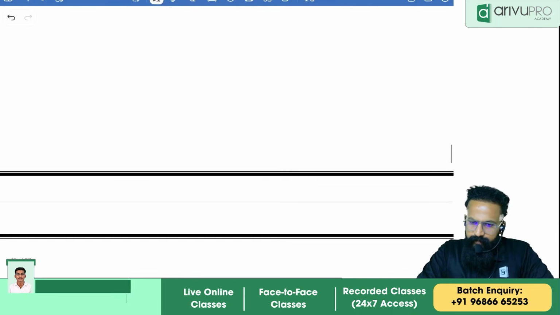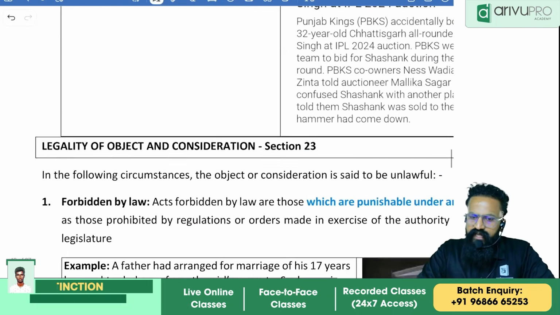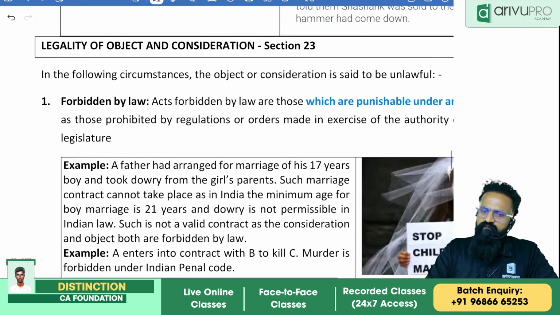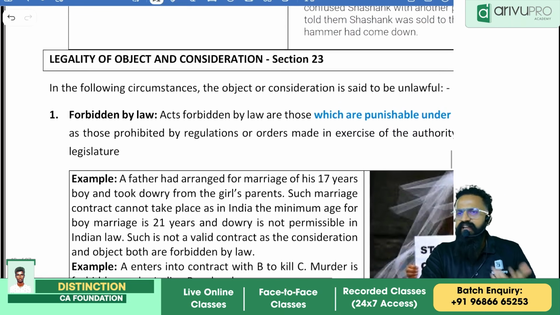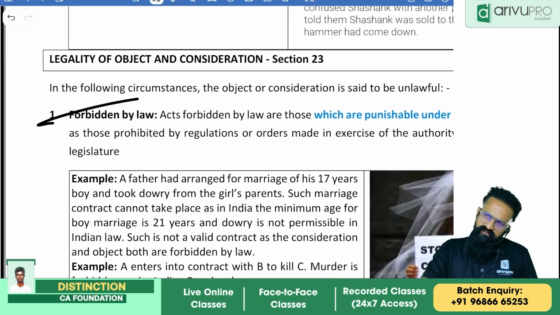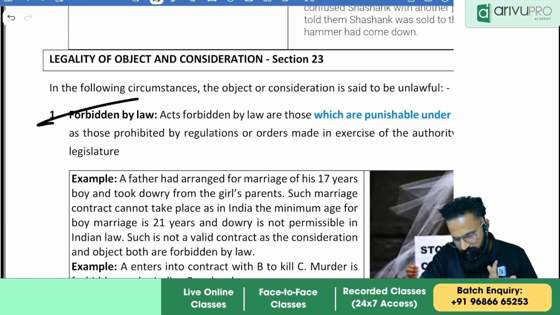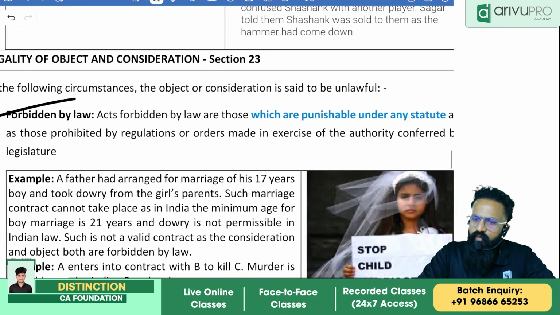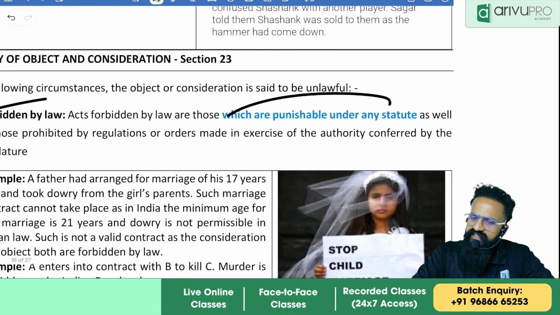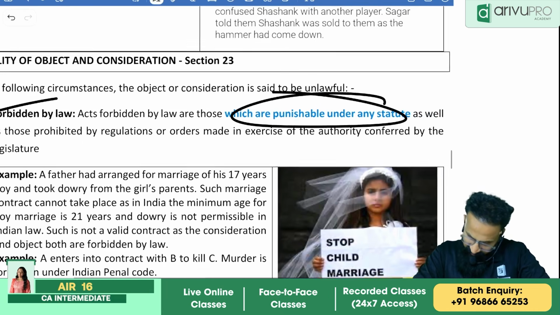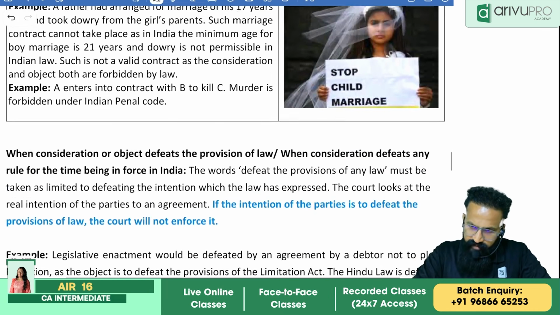Mistake is done, okay? Legality of object and consideration. When do we say that the objects are unlawful? When it is to do something which is forbidden by law, which are punishable under any statutes. If I do anything like that, it is considered as forbidden by law.